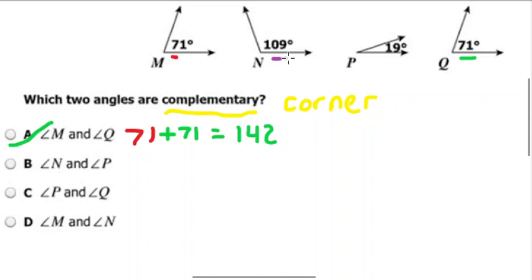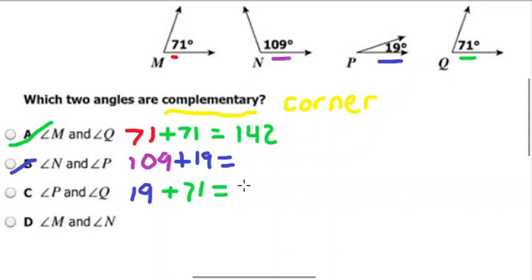N is 109 degrees. P is 19 degrees. So 109 plus 19, I know that's going to be way bigger than 90. So that can't be a complementary angle. So P is 19. Q is 71. 19 plus 71 does equal 90. So these two equal 90 degrees. So this is probably my answer.